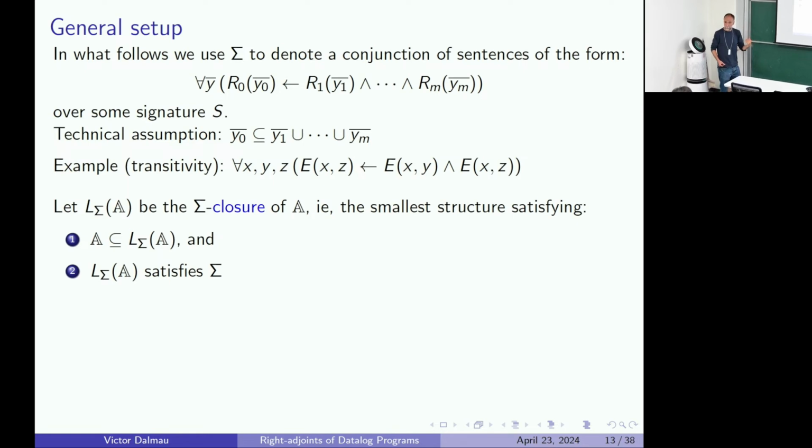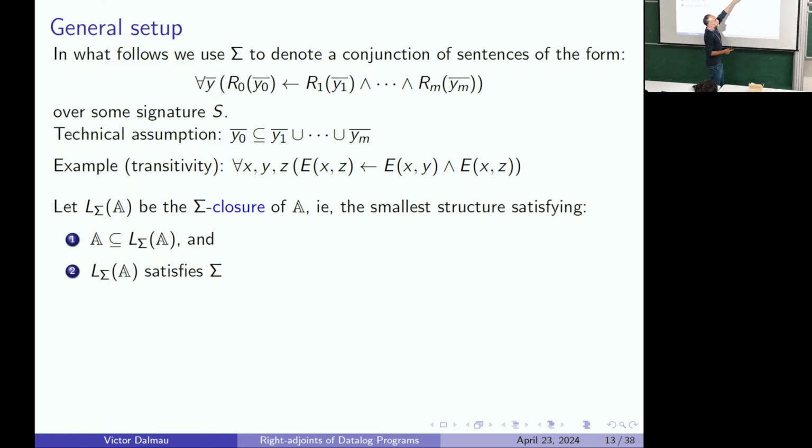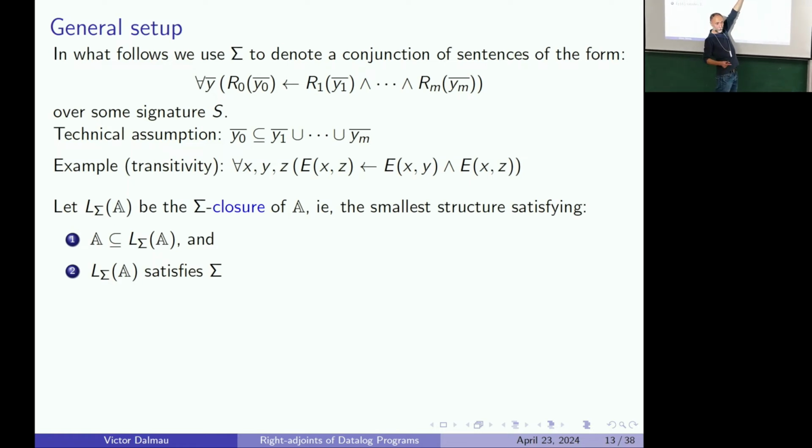a structure. The sigma closure of a structure will be the smallest structure that contains the original structure and satisfies all these sentences. And you see that this is defined in a natural way because it can be obtained as a sort of fixed point. I can take this as an example. Assume that you're given a graph. Take any assignment of the variables that satisfies the antecedent of the clause of the implication. If the consequent is not there, you add it, and you iterate. You get a fixed point, and this will be the sigma closure.